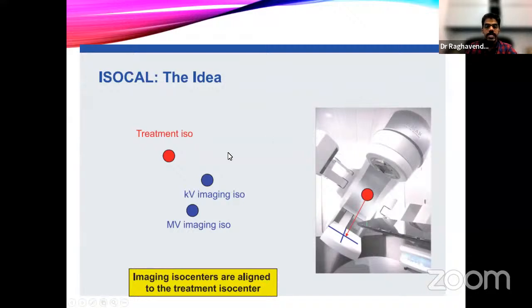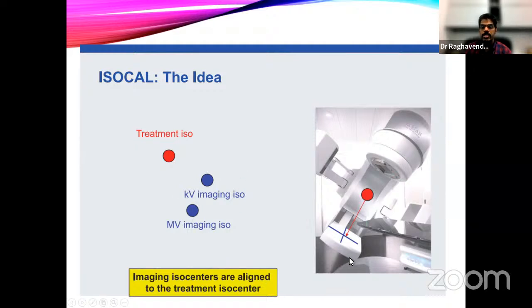So there is a protocol called IsoCal where you can fix that particular phantom onto the couch and run imaging, the MV imaging as well as KV imaging. The same thing in terms of Elekta, they have a ball bearing test where you put a small lead ball on the couch and go for MV and CT image of that and register it and see what is the actual error.